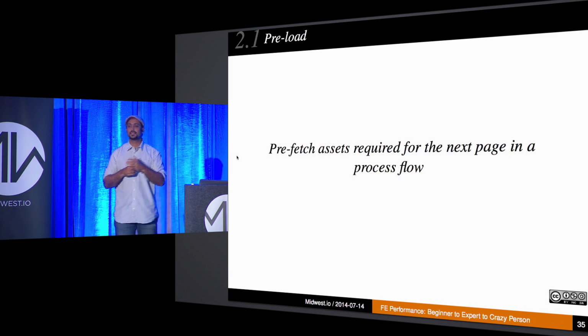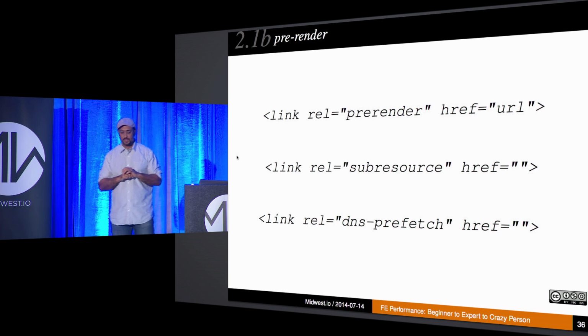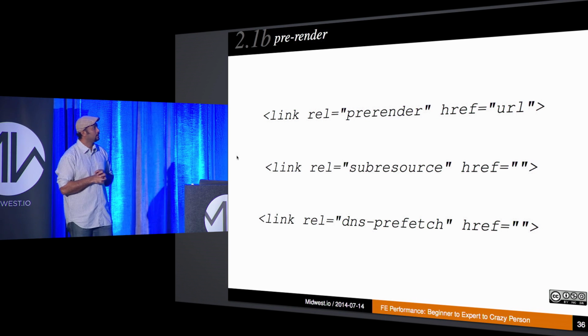So if a user starts off on page A, you already know it's highly likely they're going to need the assets for page B. Let's start downloading them already. So by the time they click on a link that takes them to page B, the JavaScript, the CSS, the images are already available in the cache. So that next download is pretty fast.